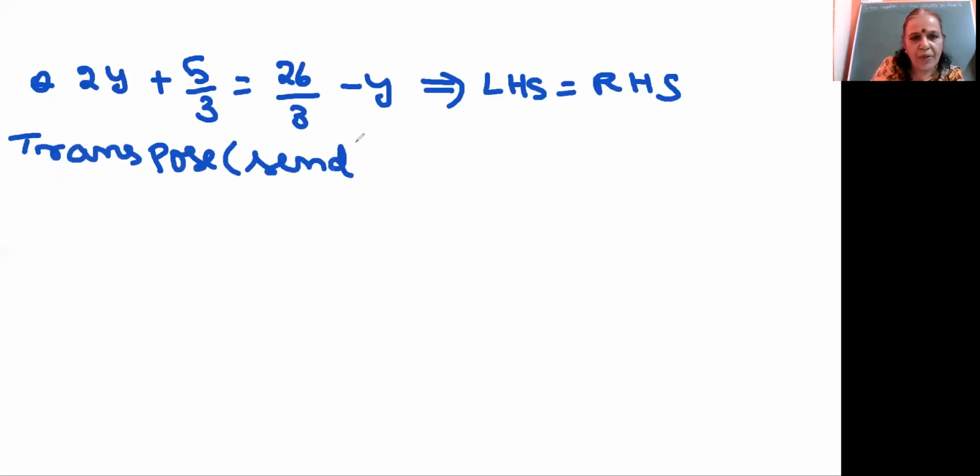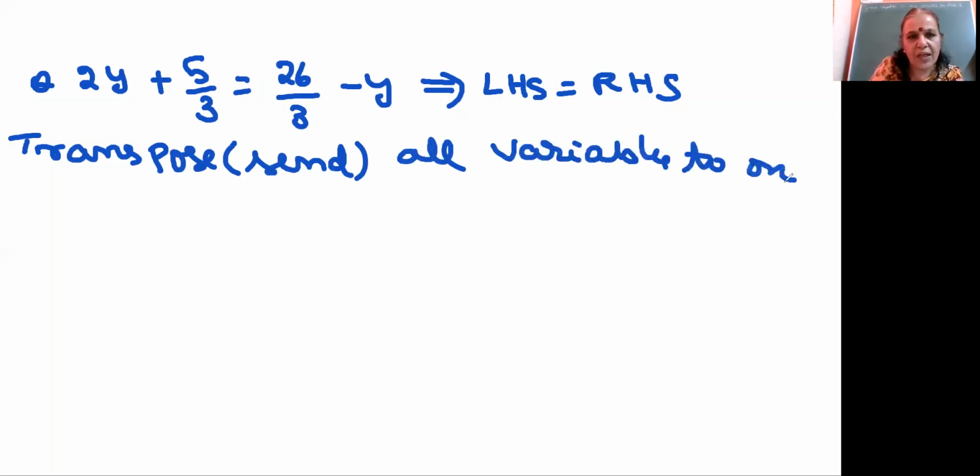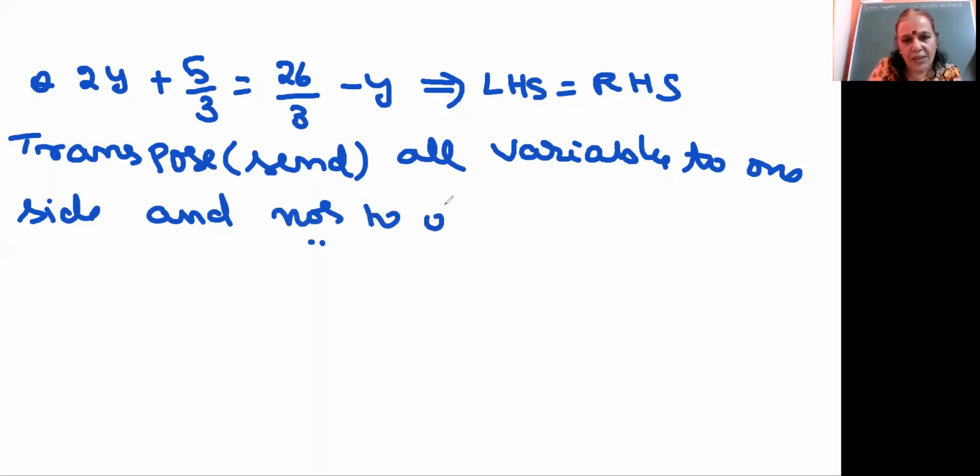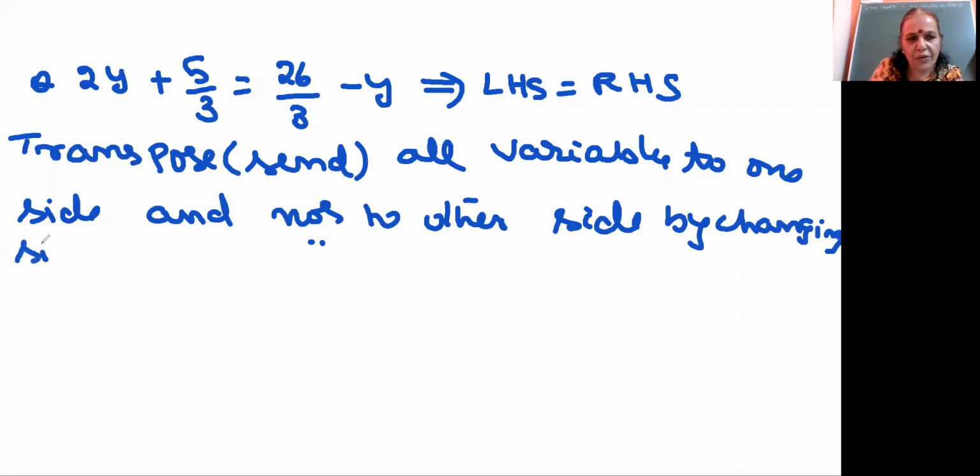Send all variables to one side, and numbers to other side by changing sign. This step you have to remember always. You have to transpose all the variables to one side and numbers to the other side. If there is a bracket, you have to remove it. Then you have to start.